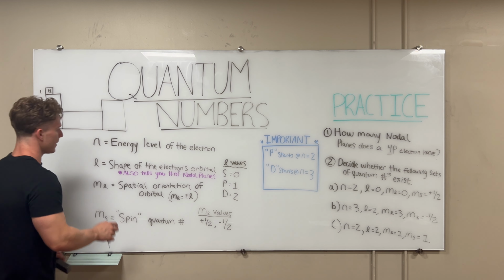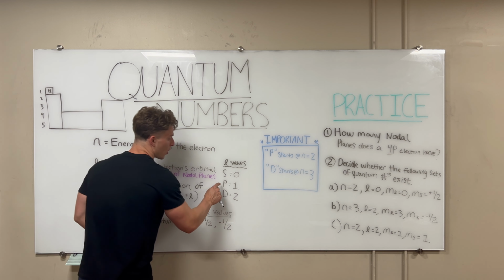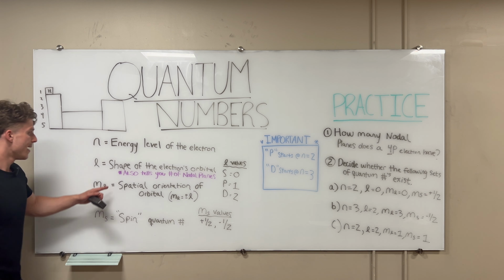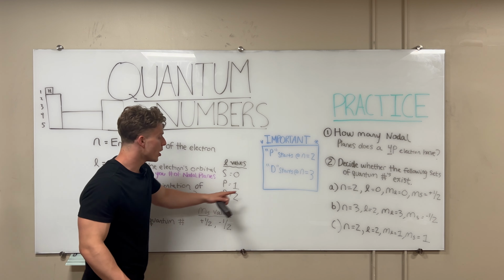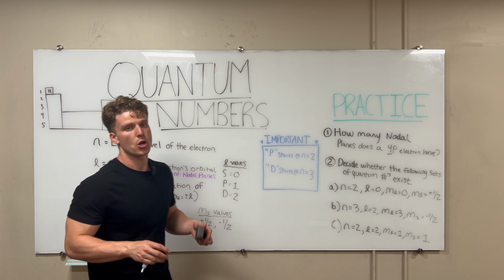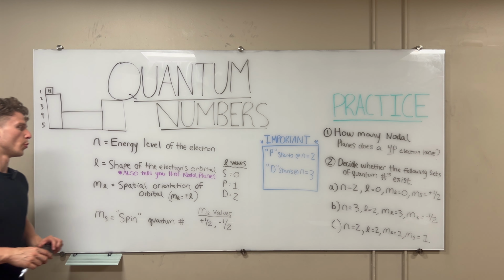So if it's a p electron, what I do is look at my L quantum number, and I know that for a p electron, the L value is 1, okay? And that also tells us that there is 1 nodal plane in that electron. And remember, a nodal plane is that area where there's no electron density. I don't think you need to know any more than that about nodal planes.